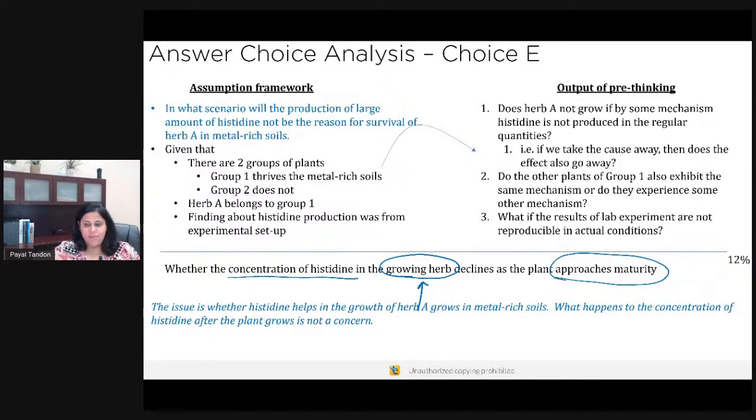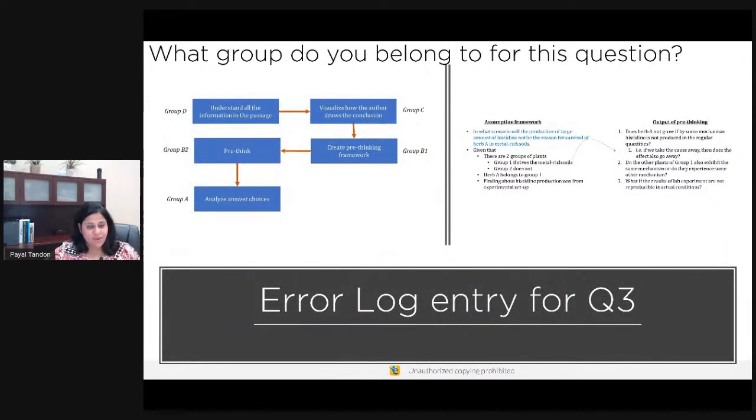Okay, now again, people who selected this choice, you have to introspect now. Why is it, did you not understand this choice? Which group do you belong in? If you don't belong in group A, then there is no point in you doing the answer choice analysis. Answer choice analysis should be done only if you belong in group A. So that's the power of your strategic review over here, figuring out what group you belong in. So now tell me, for this question, what group do you belong in?